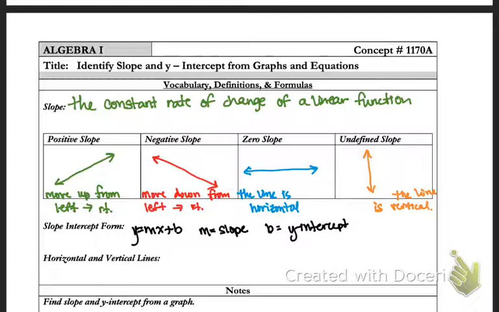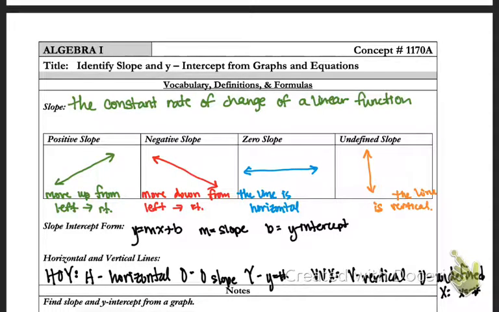Horizontal and vertical lines are sometimes hard to remember, so we have a little acronym for you. HOY stands for H, a horizontal line. O is zero slope. And the Y is that the y value is equal to a number. So when you see a line that is horizontal, you should think HOY. Horizontal, slope of 0, y equals a value.